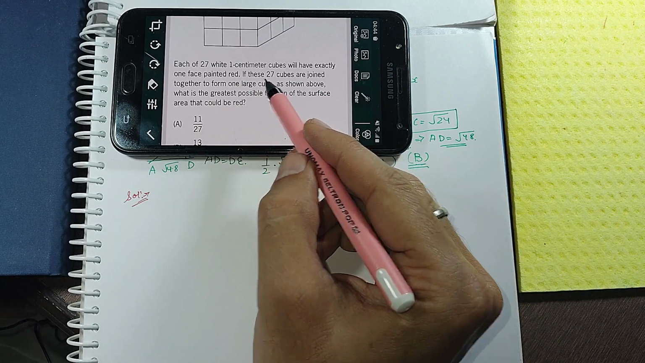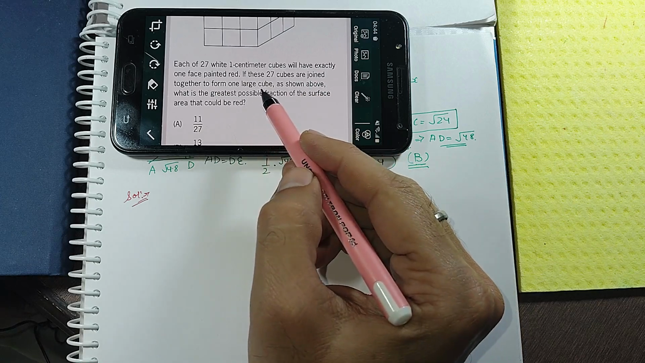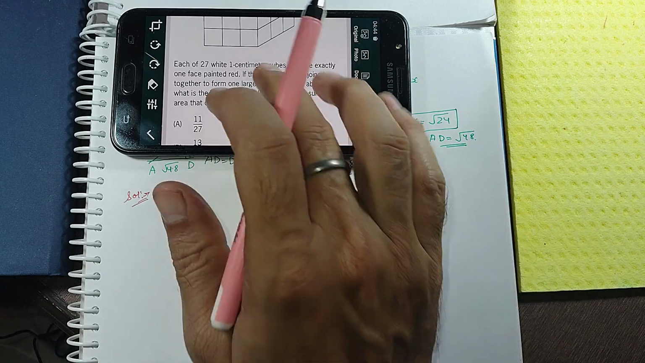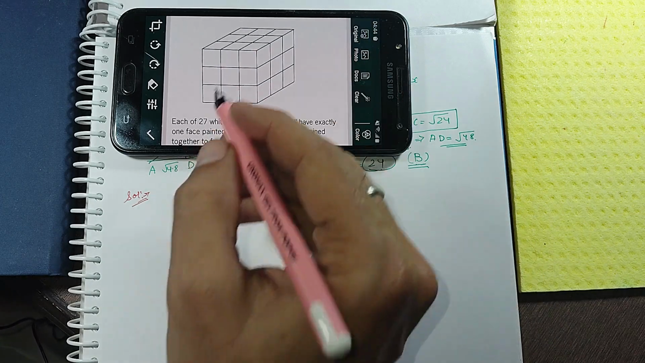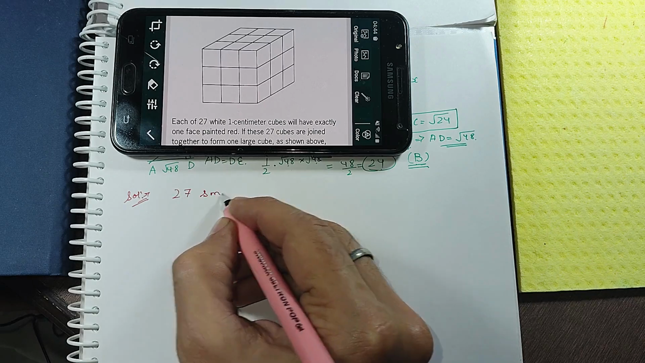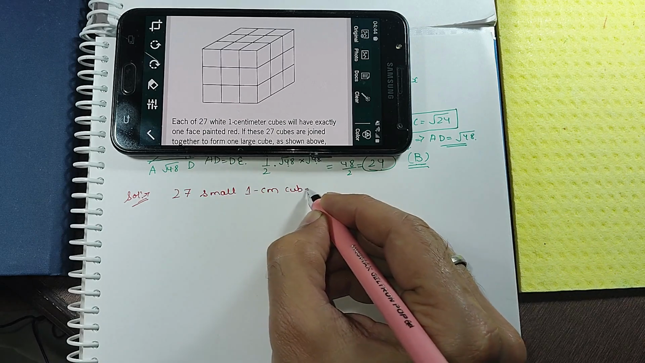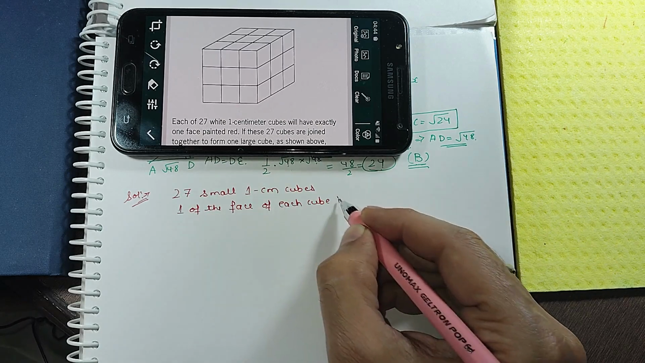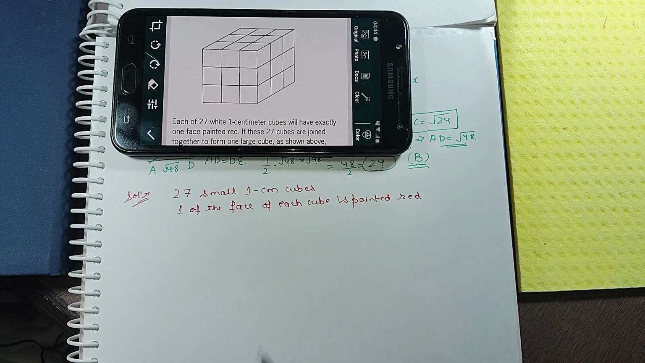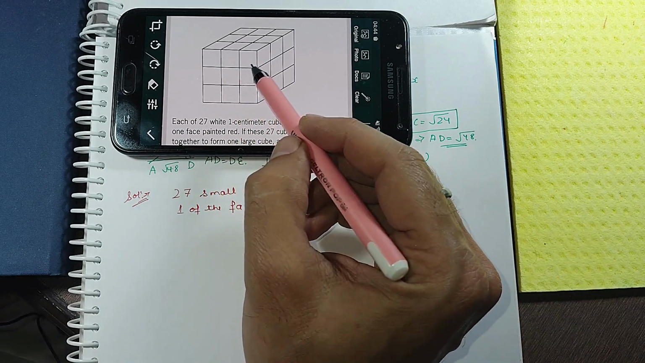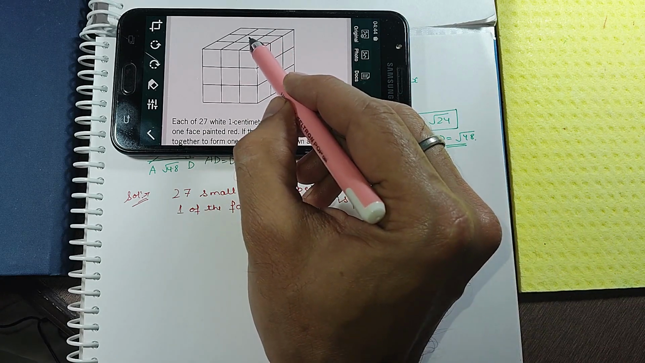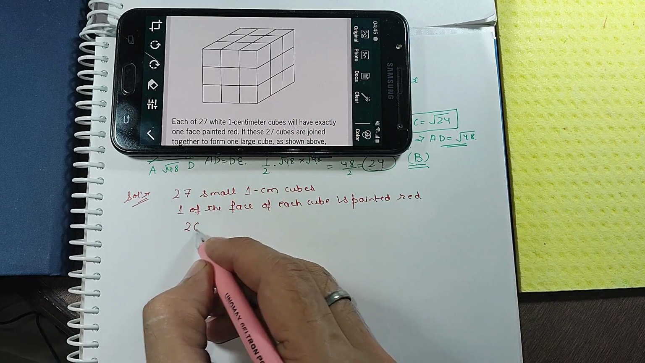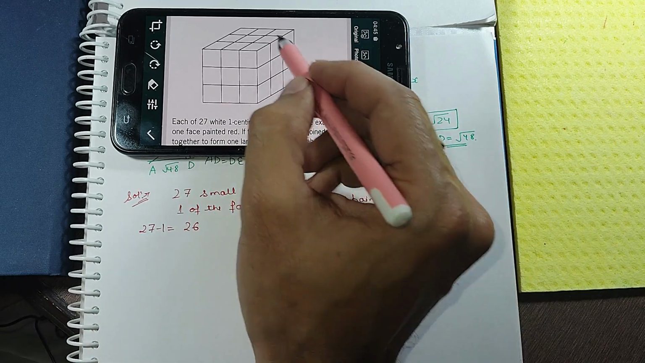So it says that if these 27 cubes are joined together to form one large cube and each of the 27 white 1 centimeter cubes will have exactly one face painted red. So this is that cube, and it is made up of 27 small 1 centimeter cubes. Right? The second thing is a condition that one face of each cube is painted red. Now, see, every cube will have its face shown, but there is one cube in the center which will have no face shown. So out of the 27 cubes, 26, that is 27 minus 1, will have a face shown.